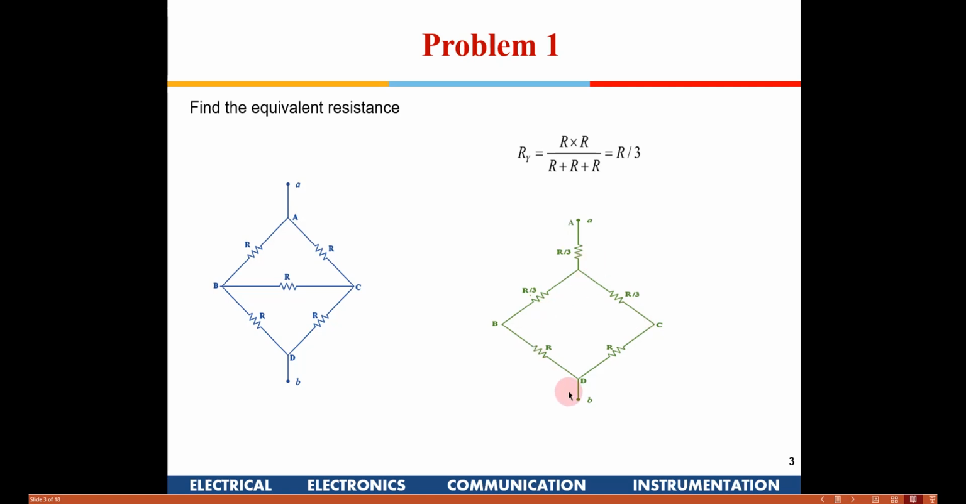Having done that, this entire circuit becomes pretty simple now. It is just series resistance of R and R by 3. If you add R to R by 3, you will get 4R by 3. So here also you will get 4R by 3. Those two 4R by 3 in parallel will give you 2R by 3, and then ultimately that 2R by 3 will be in series with this R by 3. So the net resistance between A and B will come out to be R. Is it okay with all of you?